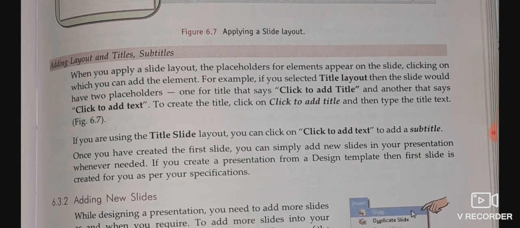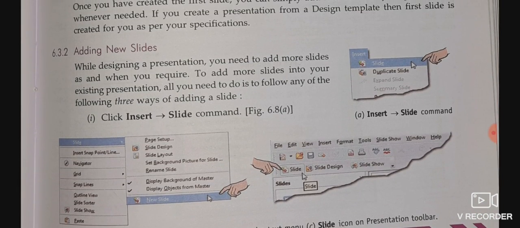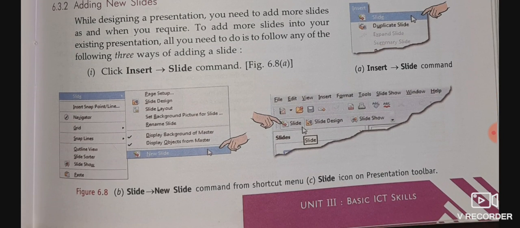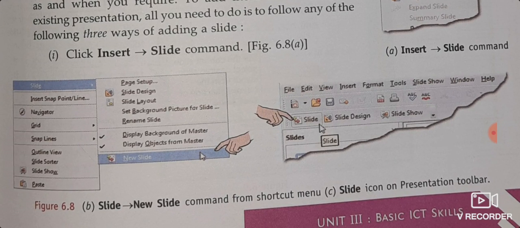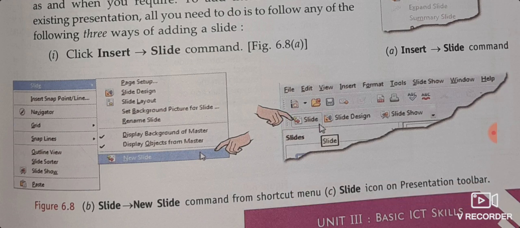Now children, if you want to insert a new slide, it is very easy. Either you can go to the insert menu, select slide, and from slide go to new slide. A slide will open, or you can see this icon on the formatting toolbar, the slide which is shown here. If you click this one, then also your new slide will open.